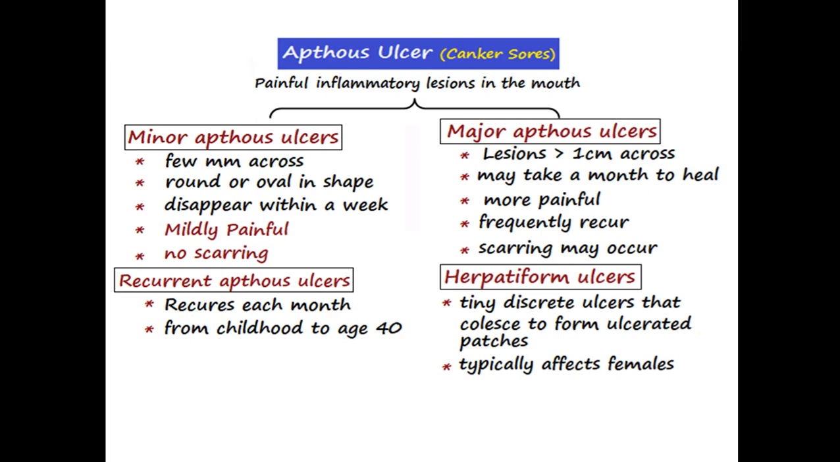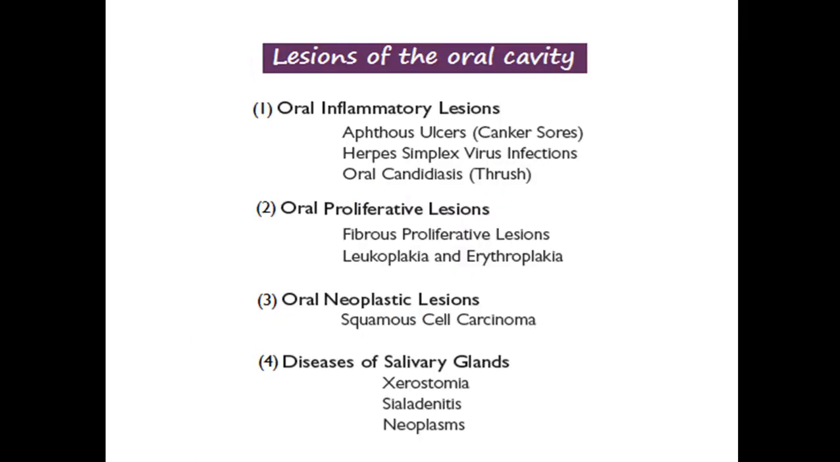Now, in the oral inflammatory lesions, we discuss three diseases. Aphthous ulcers, which are simply known as canker sores, the herpes simplex virus infection, and the fungal infection of the oral cavity known as oral candidiasis or monilial thrush.